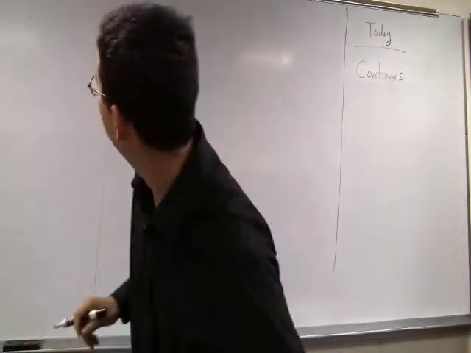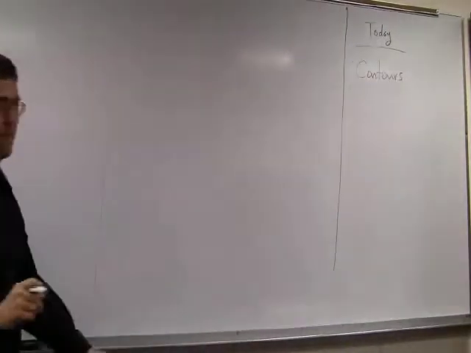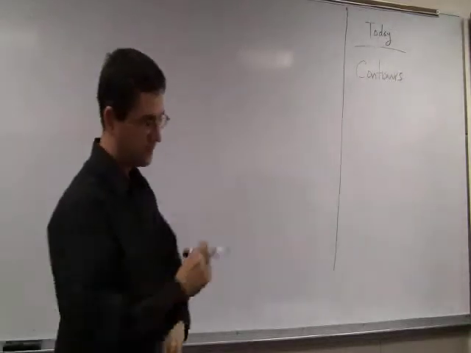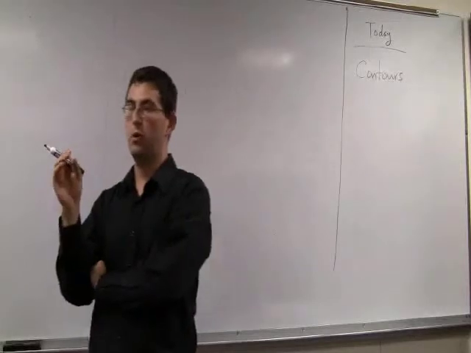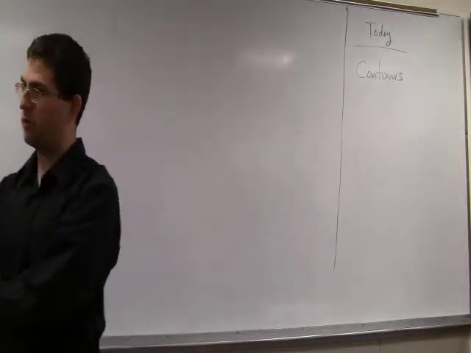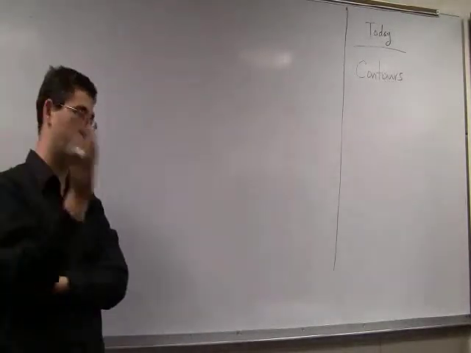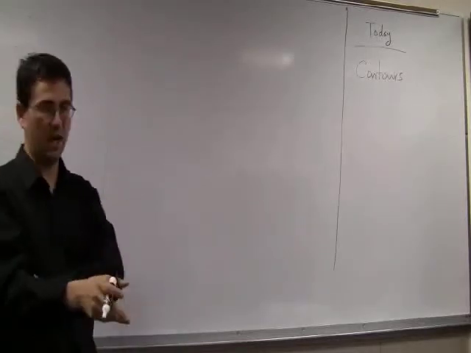All right. So yesterday, we wrote down definitions of things like a smooth curve in R2, a simple curve, a closed curve. We talked about orientation, positive orientation, negative orientation.